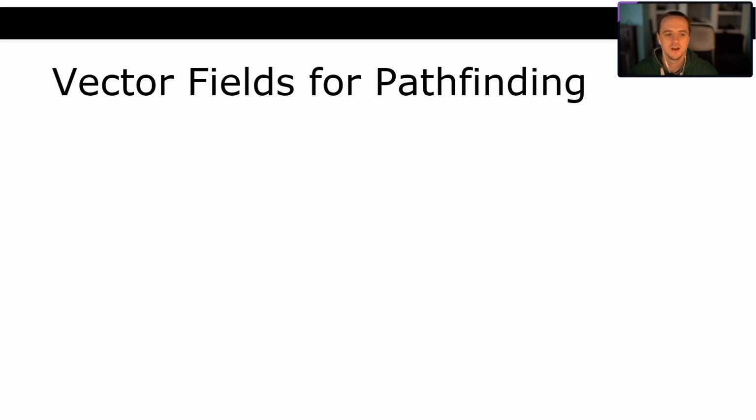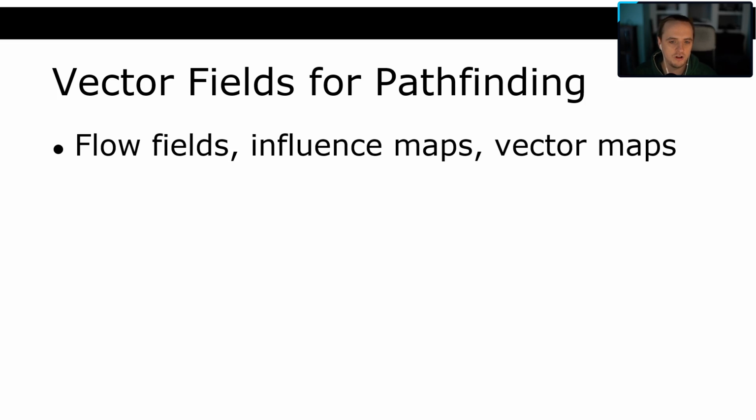All right, now I want to talk about something called vector fields. Vector fields can be used for a lot of different things. They're used in mathematics, they're used in physics, but we're going to use them here for pathfinding. They're also called flow fields. They can be called influence maps or vector maps. If you ever see any of these, they are what we're calling vector fields.